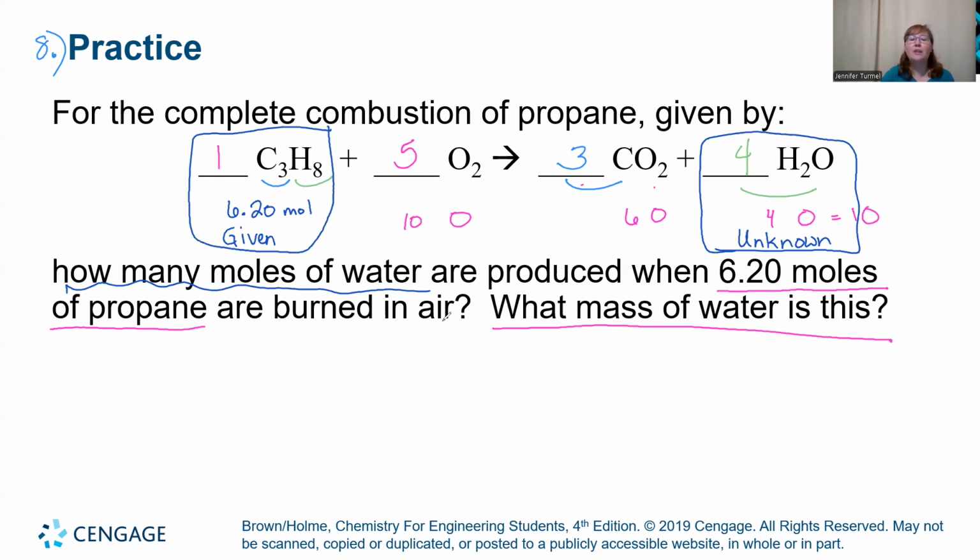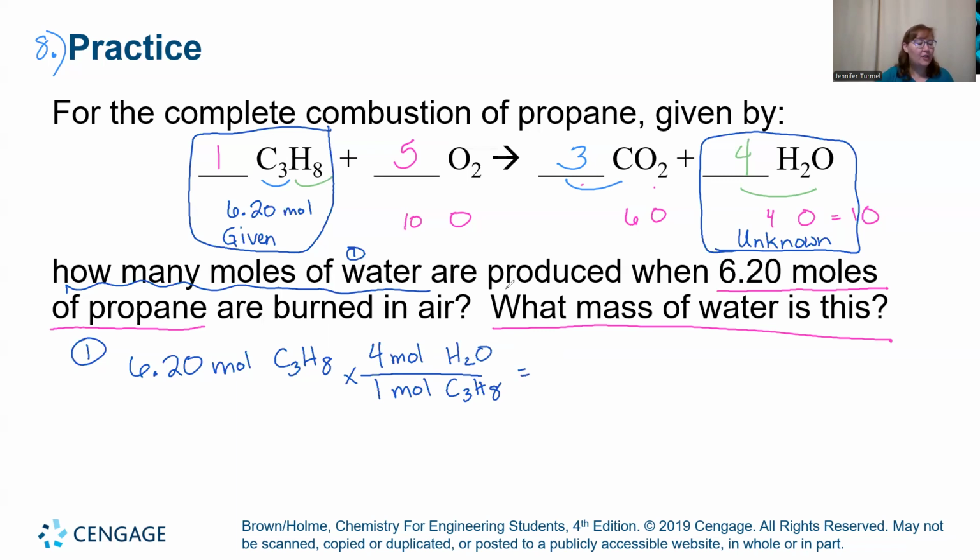Our first question here, we'll call this part number 1: how many moles of water? What we're going to do is start with our given, which is 6.2 moles of our propane, C3H8. And now we can link this. We have 1 mole of propane to every 4 moles of water, so we can use that ratio here because we're at moles propane. So we would put down 1 mole of our propane here to 4 moles of our water here.